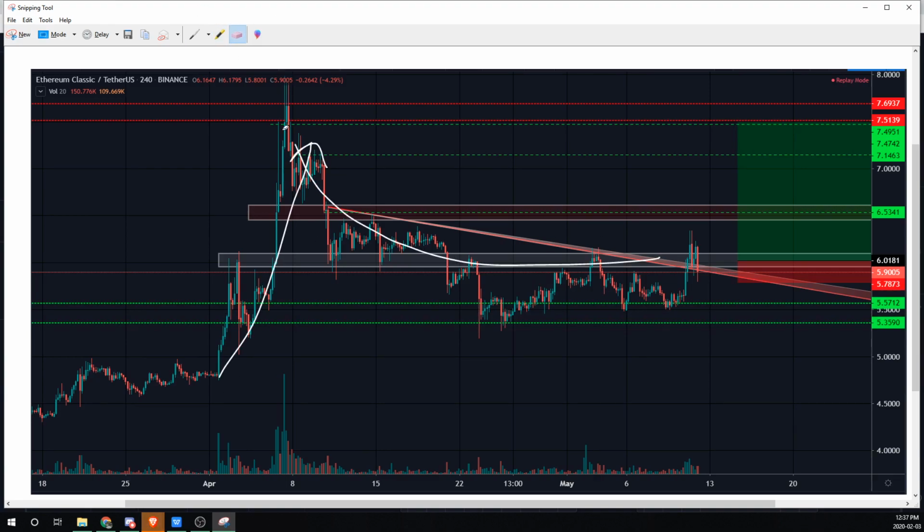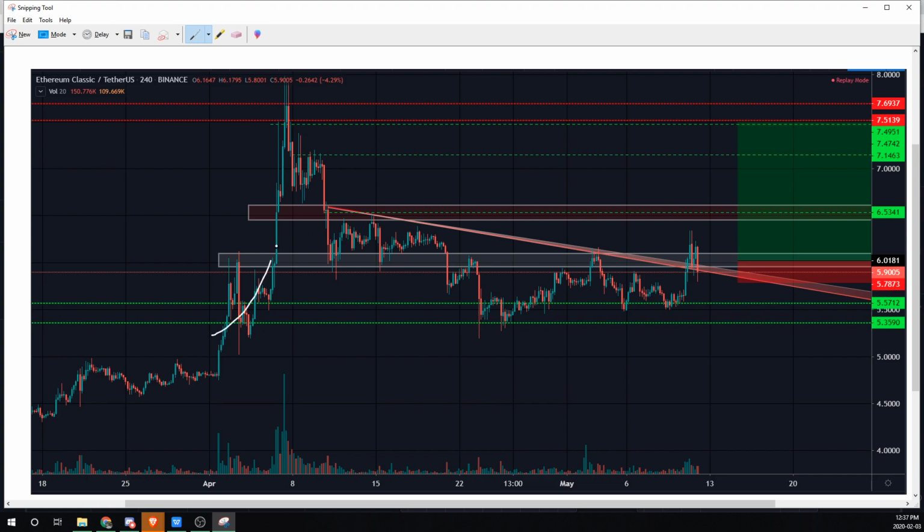This is the consolidation. We started making lower lows and lower highs. This is a lower high, this is a lower high, this is a lower high, and we're making lower lows. This is a low, this is a low, this is not a lower low. We made a lower low and a lower low. So we've been making lower lows and lower highs to start off the consolidation. And then we saw a shift where the price then made higher highs and higher lows.